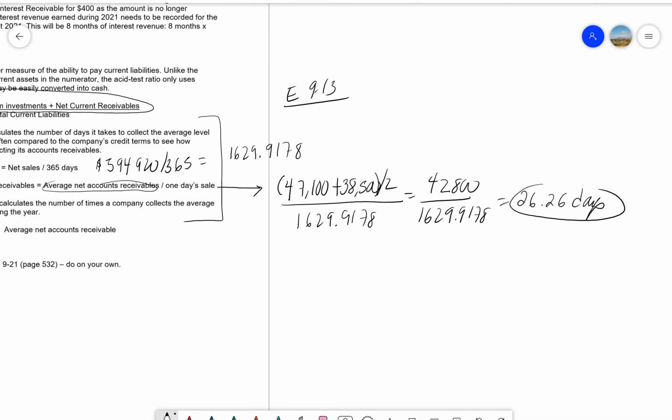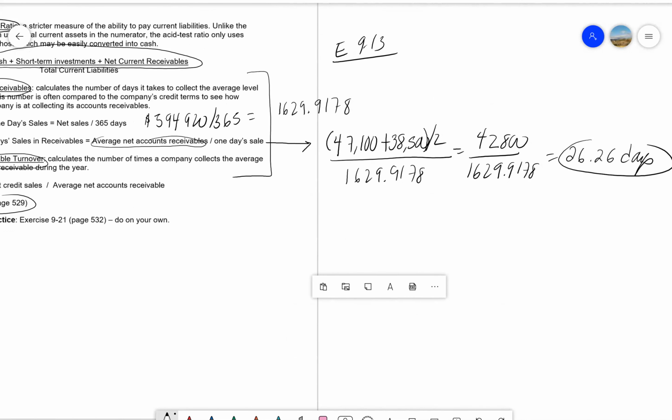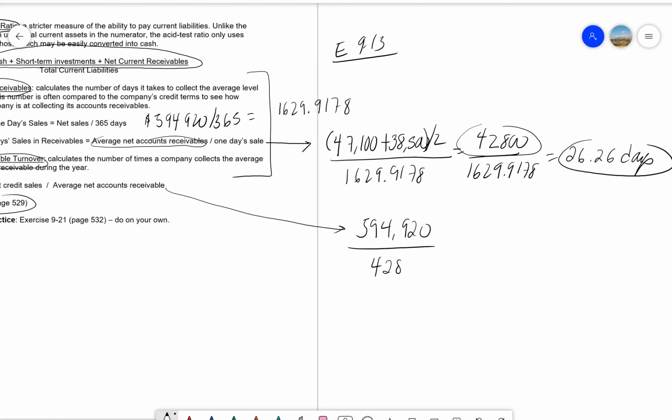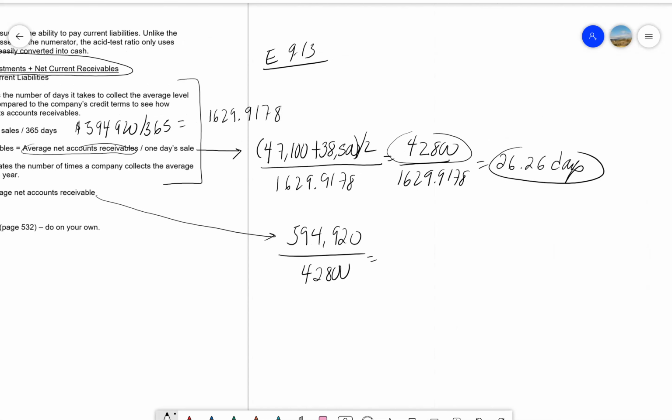Now, the other ratio, the accounts receivable turnover, this one here, we take their net credit sales for the year. And so this company has net credit sales of 594,920, and then we divide it by their average accounts receivable. Now, their average accounts receivable, we determined that earlier to be 42,800. And so this is going to tell us the number of times they collect their accounts receivable during the year. And if we work through that, it's going to be 13.9 times.